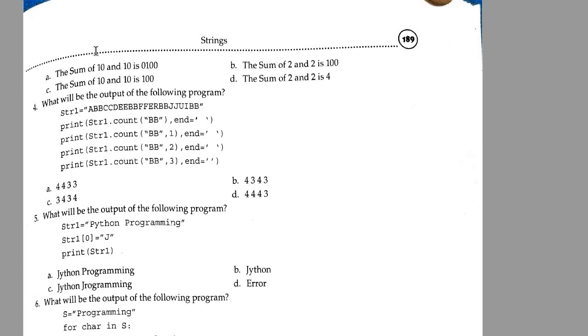So yeah, the first one is saying the sum of 1 0 and 1 0 is 0 1 0. The sum of 2 and 2 is 1 0 0. The sum of 1 0 and 1 0 is 1 0. The sum of 2 and 2 is 4. Which one is true? Now if you see, C is correct. The sum of 1 0 and 1 0 is 0. How? Let's move back to the question so you will understand.